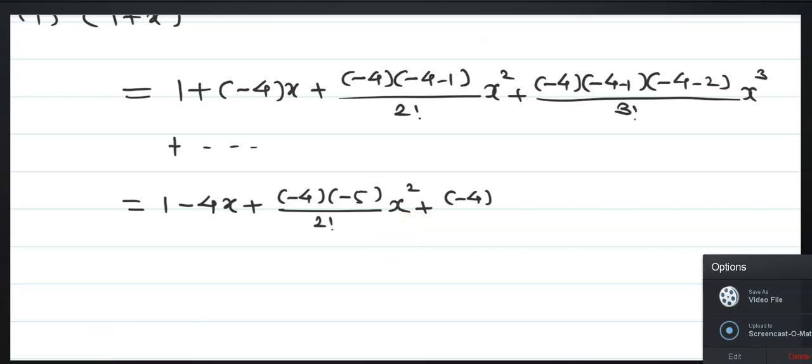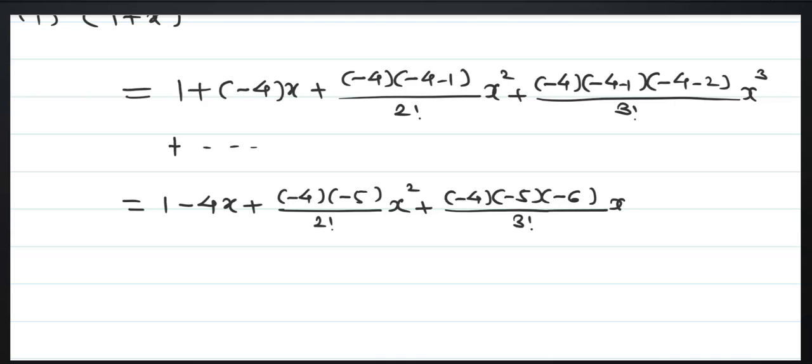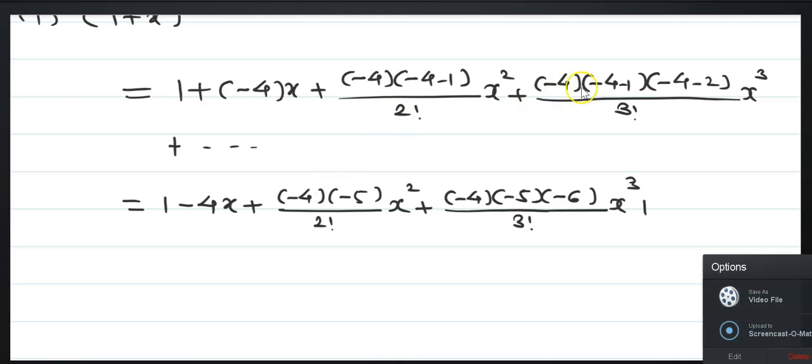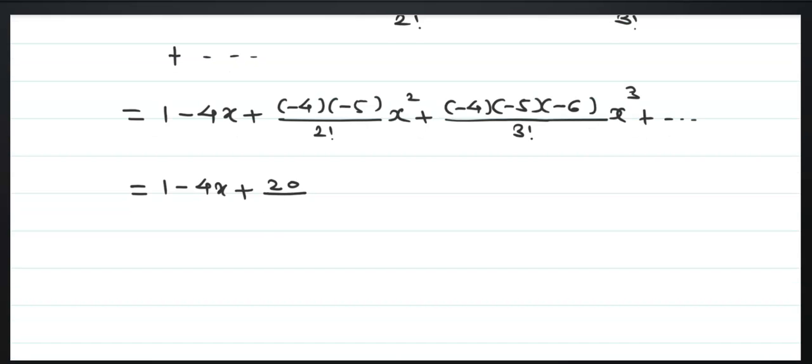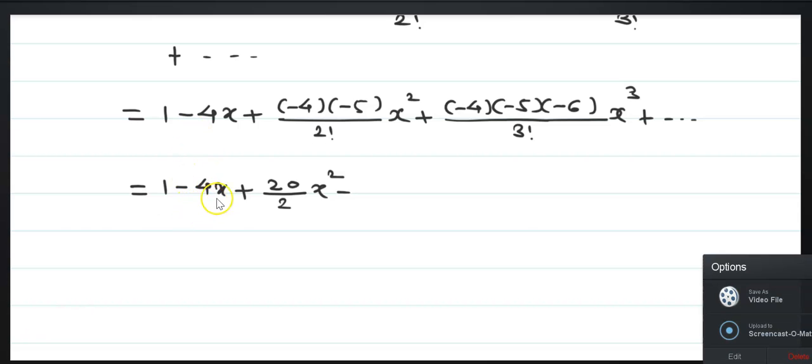Now the next simplification. See this, minus 4 into minus 5 into minus 6 upon 3 factorial into x cube. Now we will simplify here. Here 1 minus 4x as it is. Now their multiplication, minus 4 into minus 5, 20 upon 2 x square. That you will get 10x square.